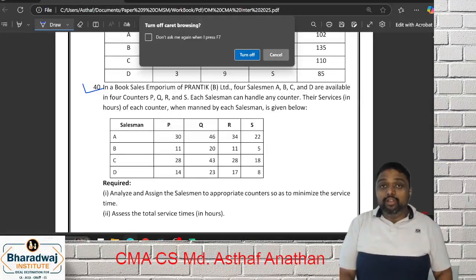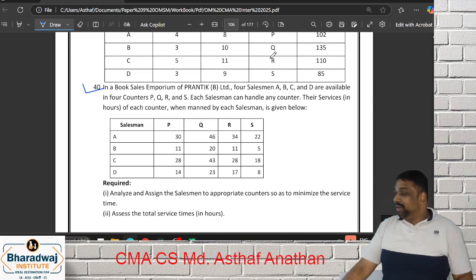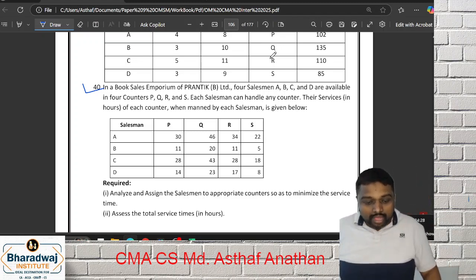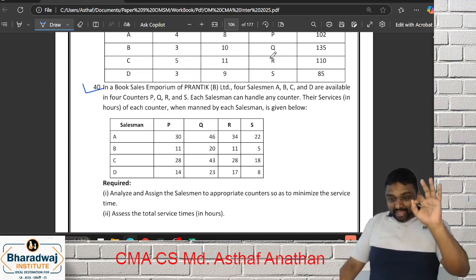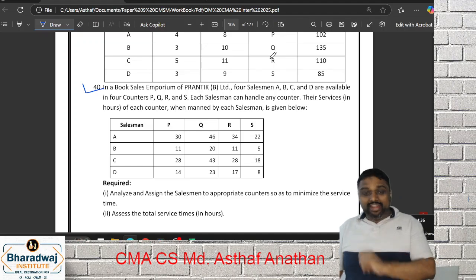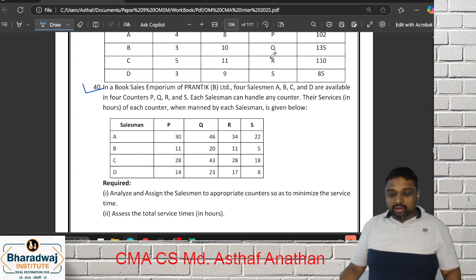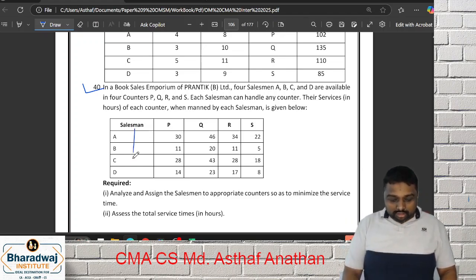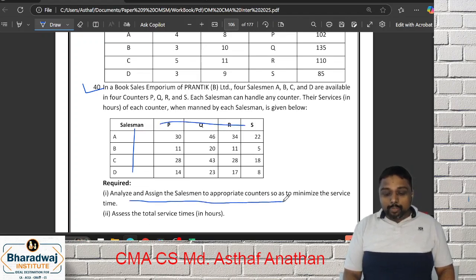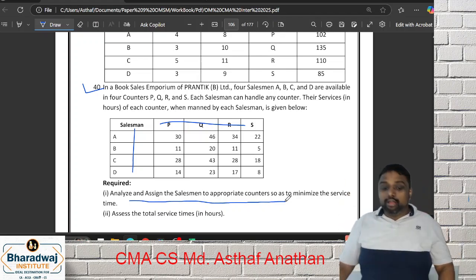My dear friends, we will do some recent previous year questions on assignment. We'll go with question number 40. In the book Sales Emporium of Pranic Private Limited, 4 salesmen A, B, C, D are assigned to 4 counters P, Q, R, S. Each salesman can handle any counter. Their service times at each counter are given below. Analyze and assign the salesmen to appropriate counters so that the service time is minimized.